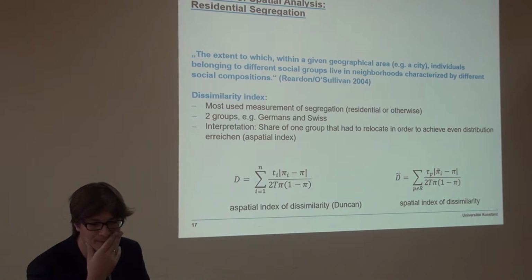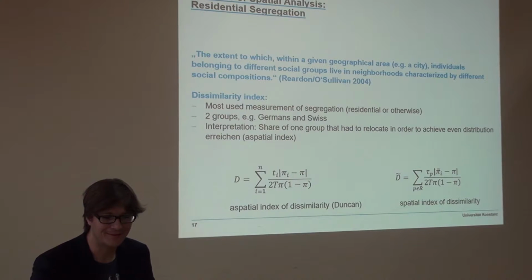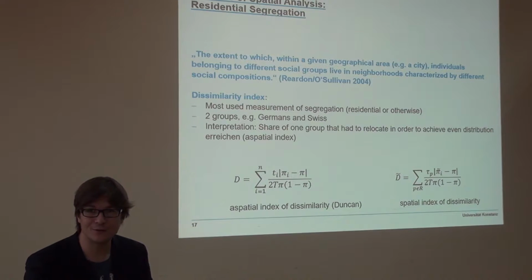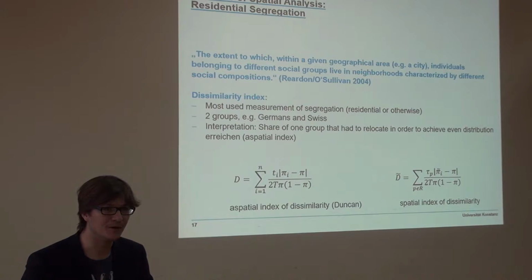So one interpretation of this index is, it's an index between 0 and 1, and the interpretation would be the share of one group that had to relocate in order to achieve even distribution. So you usually have two groups. For example, in our case it was Germans and Swiss. And so when we'd have a segregation index of 0.5, that would mean 50% of all Germans had to move to a different area so that we'd have an even distribution across the whole city.